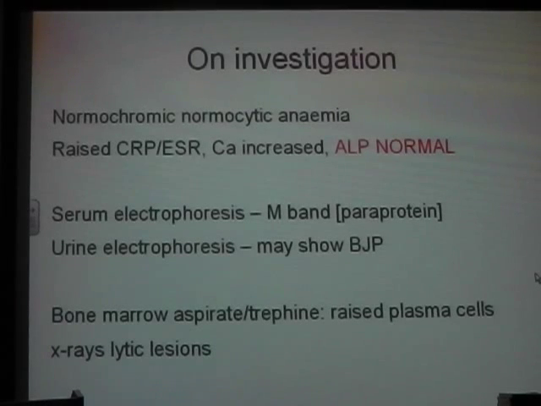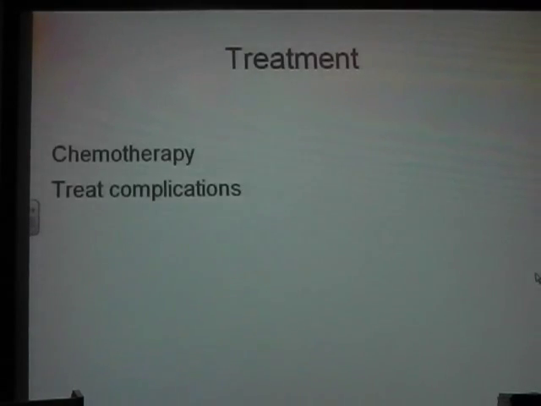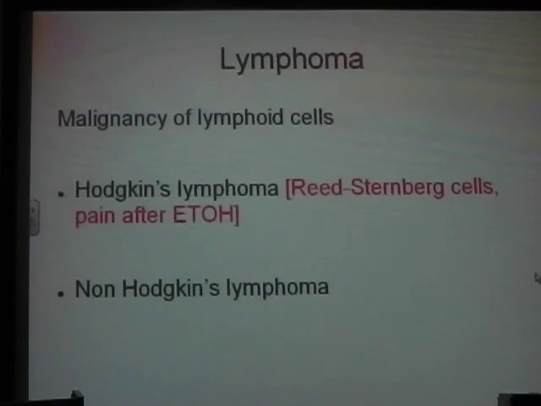You can have a look inside the bone marrow. It's stuffed full of plasma cells. And you can do some x-rays and you'll see the classic lytic lesions. Okay. How are you going to treat it? Chemotherapy for the myeloma. And obviously I mentioned all those complications like high calcium, the bone fractures, the renal failure. You've got to remember all of those. They'll be really important to treat.